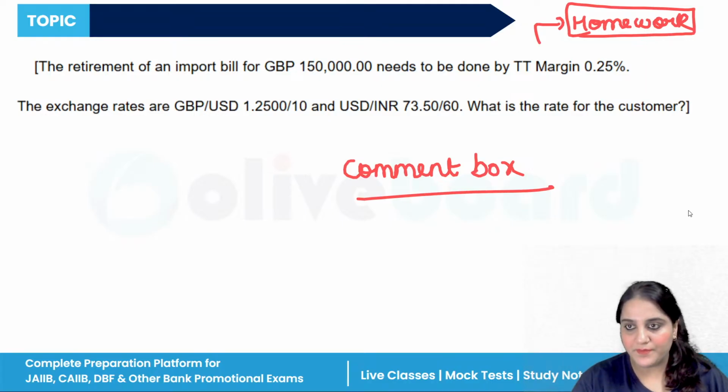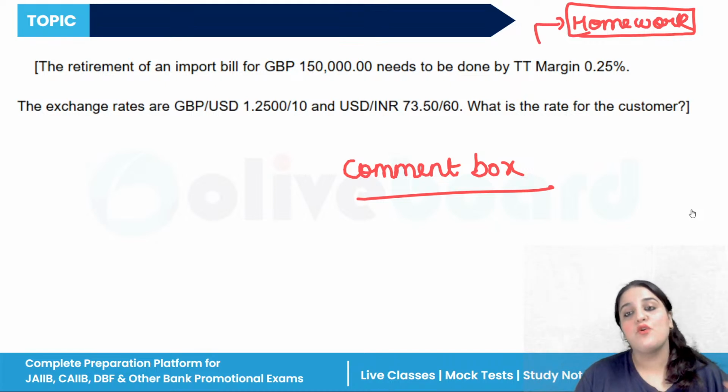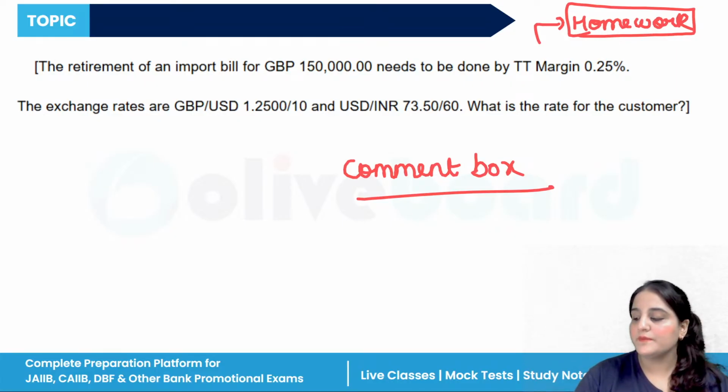Exchange rates are given. You have to calculate here British pound INR rate. Then you have to add the margin of 0.25%. Whatever the answer is, you have to multiply it by the customer rate. Then you got your answer. Got it? After adding the TT margin, you got your customer rate. So you can multiply the amount basically to find the total amount payable in INR. Clear?